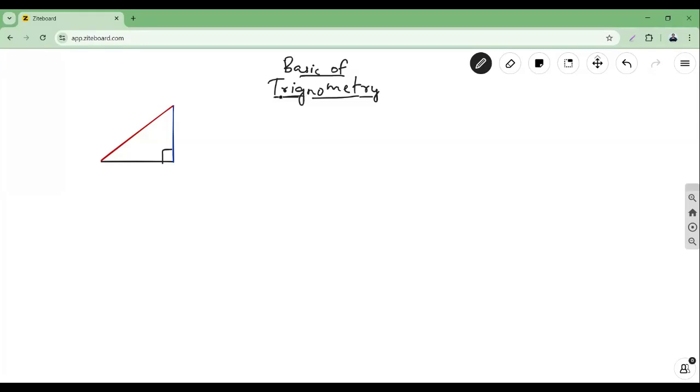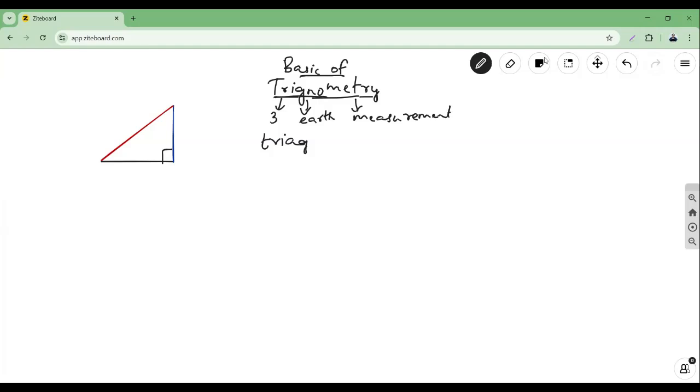Trig means triangle, right? Tri means three. Actually, "trigon" is an earth-related kind of word, and that is the meaning of that word. Metry means measurement. Basically, you can say it deals with triangles. It is the study of triangles.